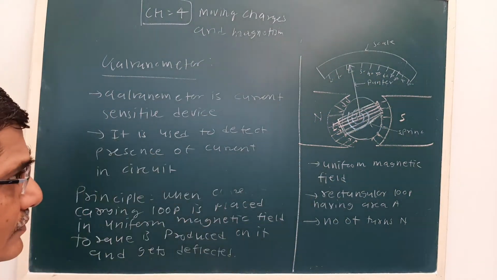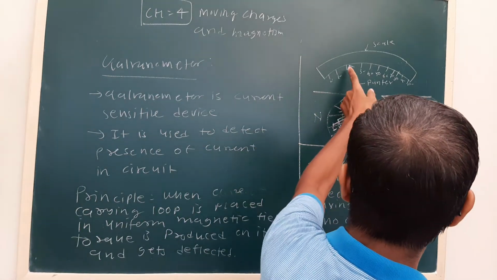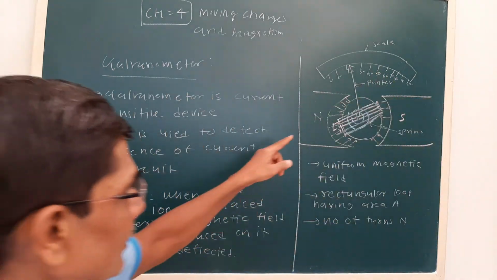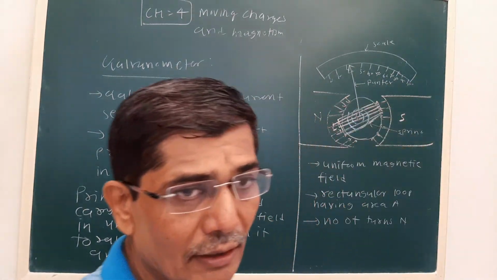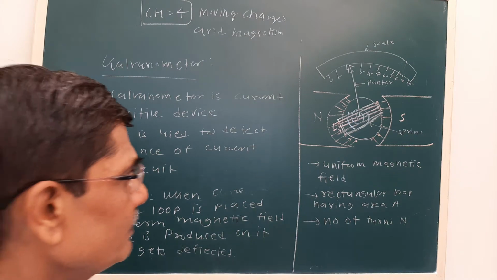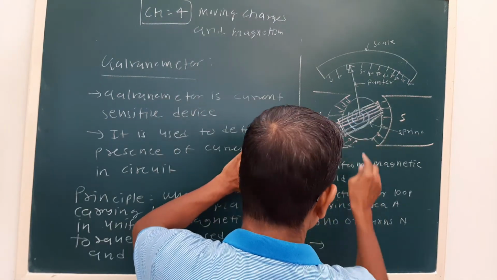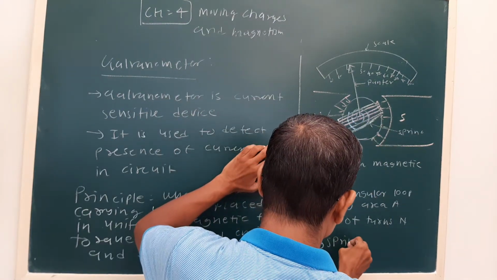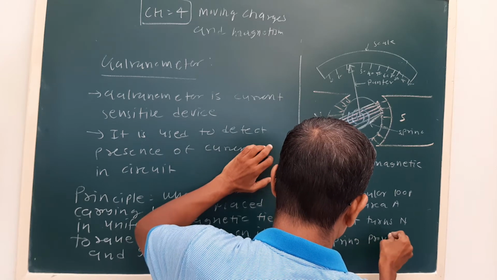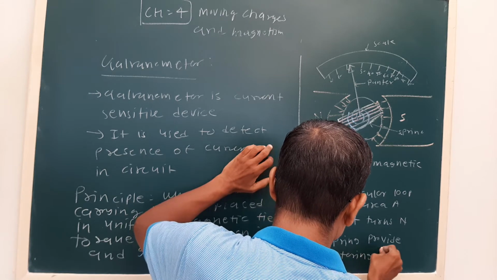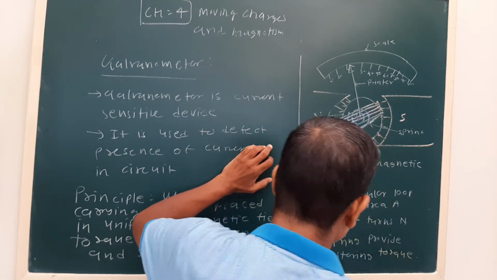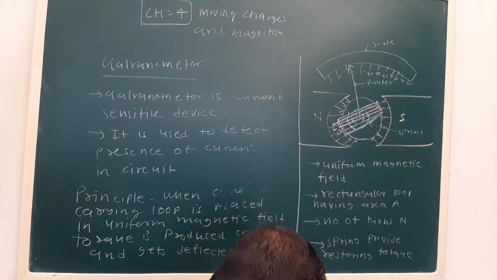Now see here, this is a pointer. When current passes through the coil, torque will be produced and this will get deflected. Now, to get it back into the original condition, a spring is provided. Spring provides restoring torque. Now let us say the current in the circuit is I.